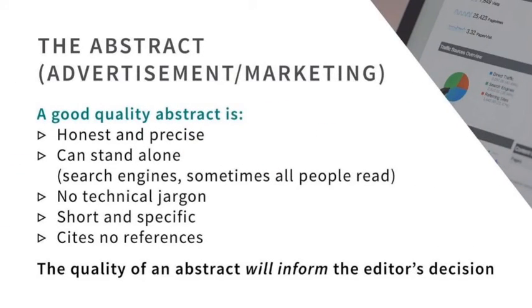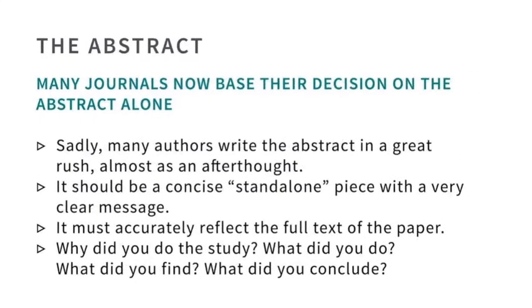And also the abstract, 200 words of content that summarizes your work. All of the information in the abstract so that the reader, the editor, the peer reviewer can understand what you did. The quality of an abstract informs an editor's decision. So how are you going to do that? Many authors write their abstracts in a rush, almost as an afterthought. And of course, this has to be a concise, standalone piece of writing with a very clear message that accurately, comprehensively reflects everything that you did.